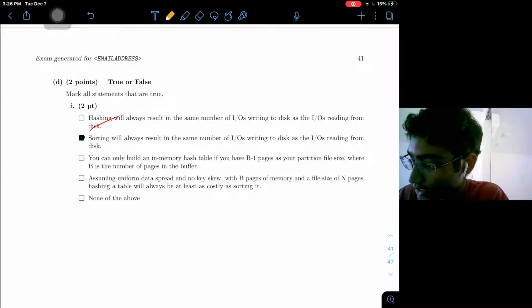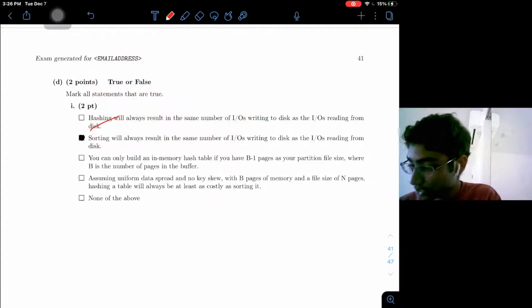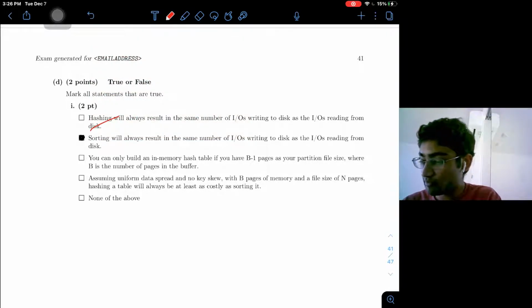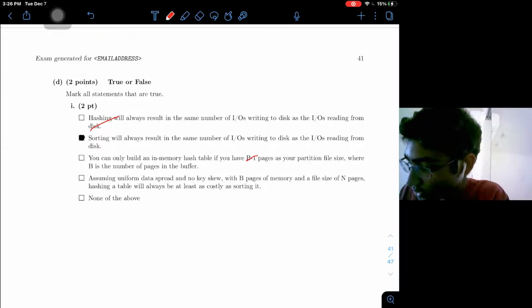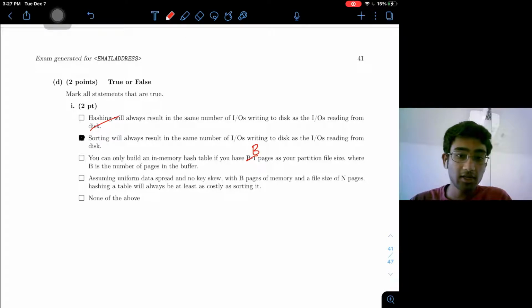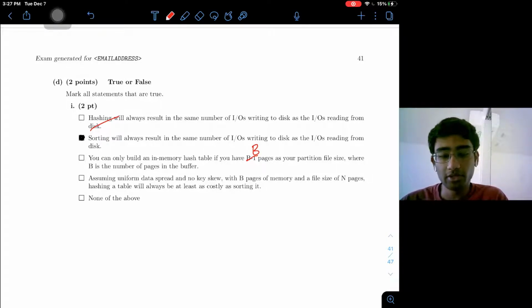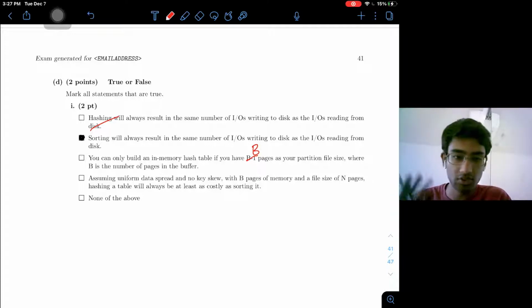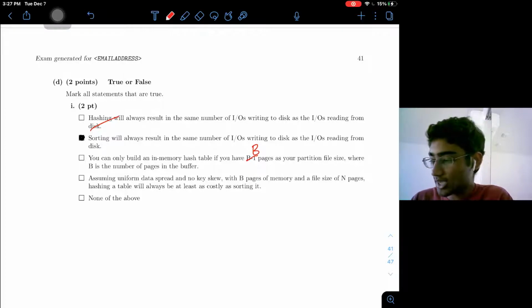So then in the third statement, we're told you can only build an in-memory hash table if you have b minus 1 pages as your partition file size, where b is the number of pages in the buffer. So this is incorrect, right? It's when you have b or fewer pages as your partition file size. And that's because we have b total pages that we could build the hash table out of. So just load all those pages into memory and then build the hash table out of the b pages. You don't actually need to reserve an extra page or anything. That would make it so that you only have b minus 1 pages. This would actually work with a partition file size of b pages. So this is also false.